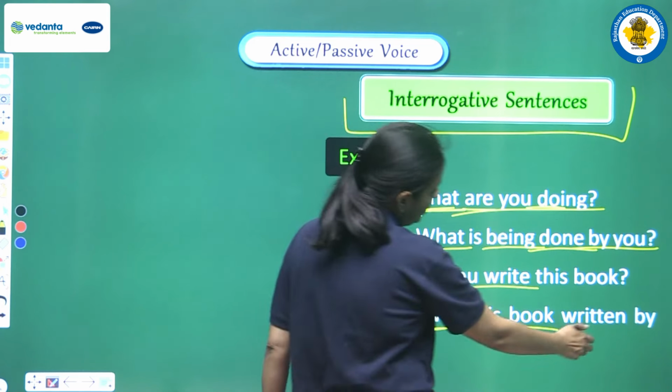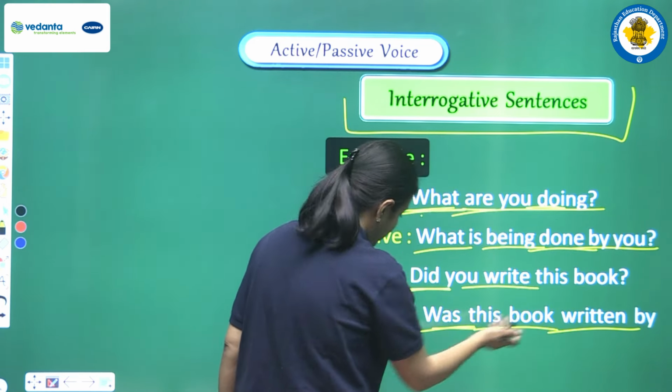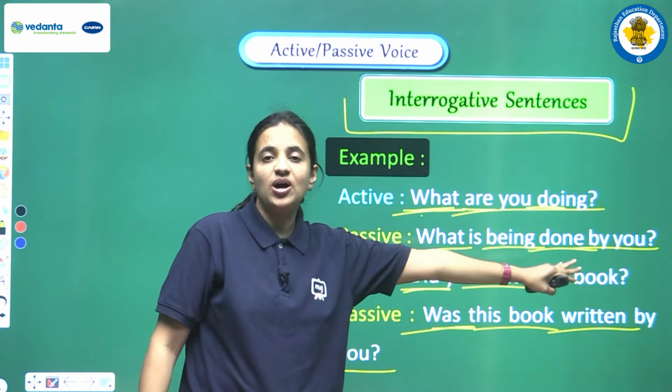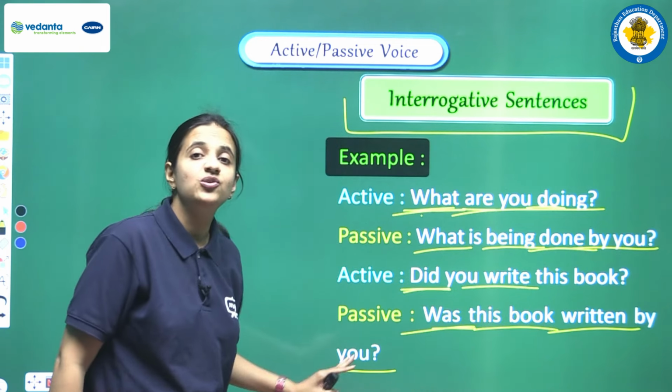Okay, next we are writing the third form of the main verb, third form of write, it will be written, and in the end we are using you and we are adding by. So our answer is, was this book written by you.